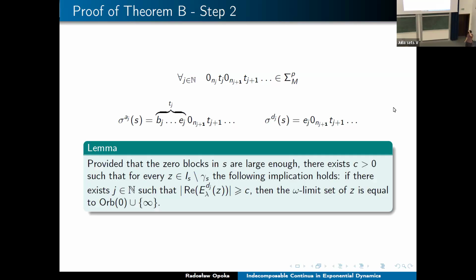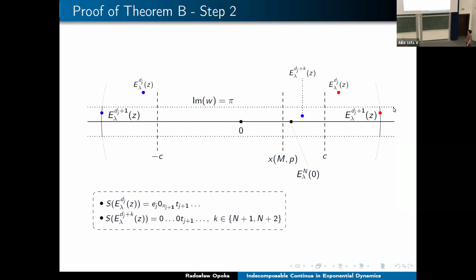And we can now prove the lemma: if we are not on the hair, and for at least one J we are outside, to the right of C or to the left of minus C, at this particular DJ iteration, then the omega limit set is equal to the orbit of zero again with infinity. And again, the proof is by illustration.